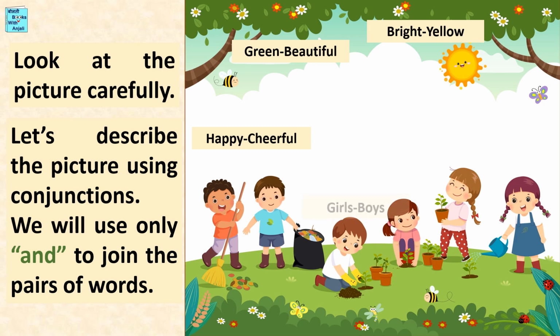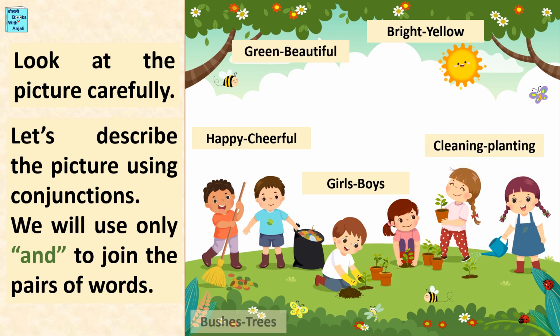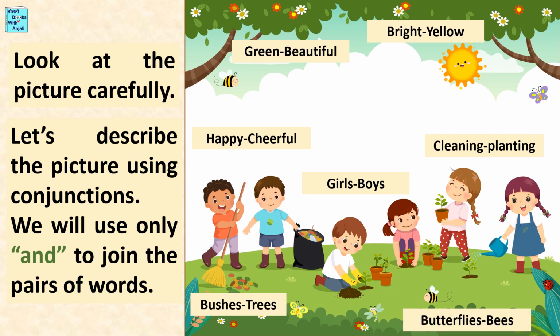Girls and boys are there in the picture. They are cleaning and planting. There are trees and bushes, and butterflies and bees are flying. So we will use the word and to join these words and make sentences.